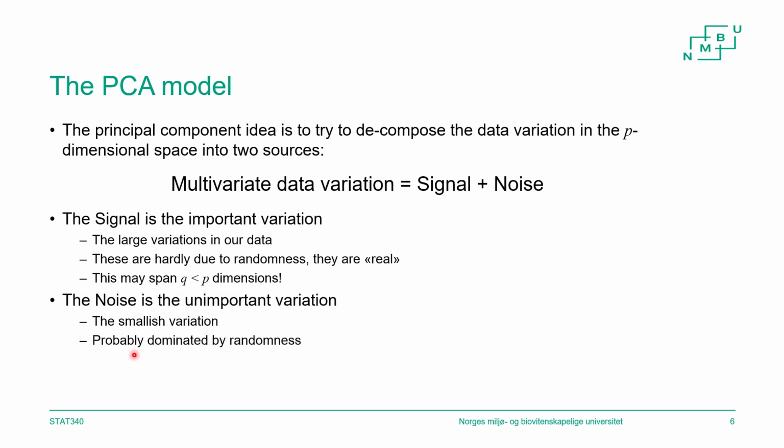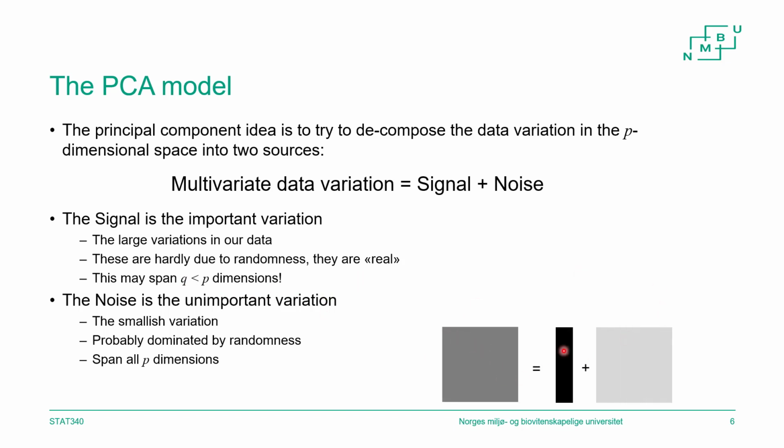So it's random, or at least we usually think of it as random. It doesn't necessarily have to be random, but from our viewpoint, it looks random. And it spans, as I said, all p dimensions. But it's typically equally much present in all dimensions, while the signal part is only present in some dimensions and not at all, you can think of, in the rest.